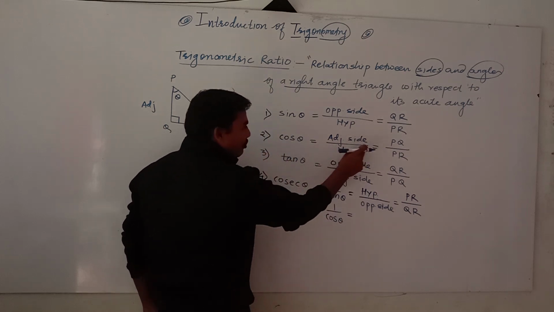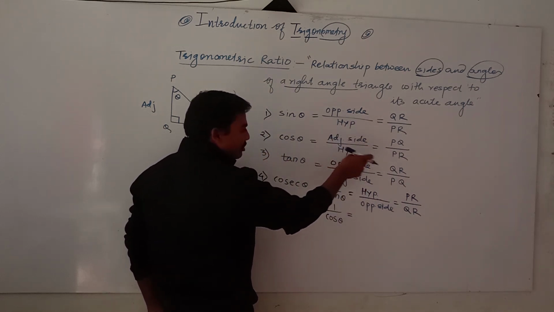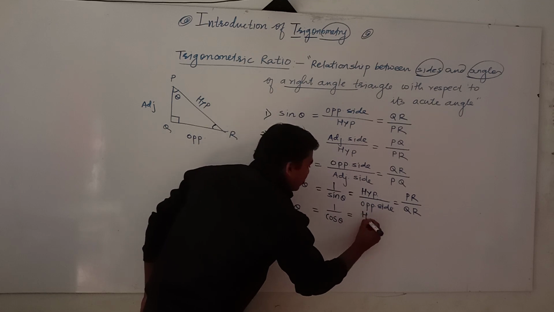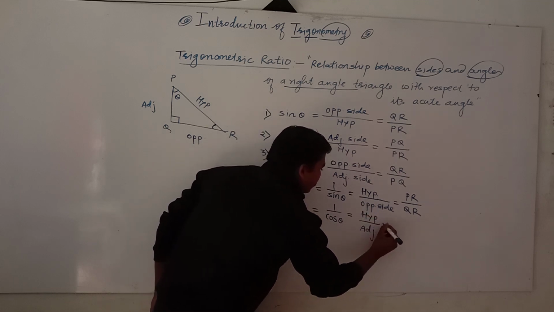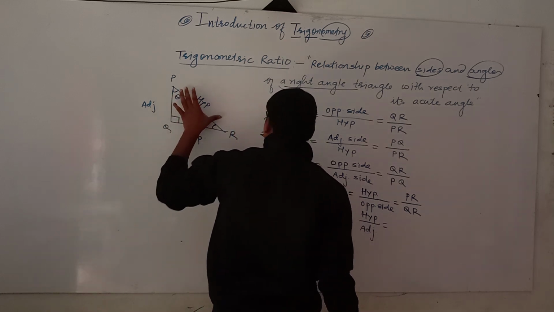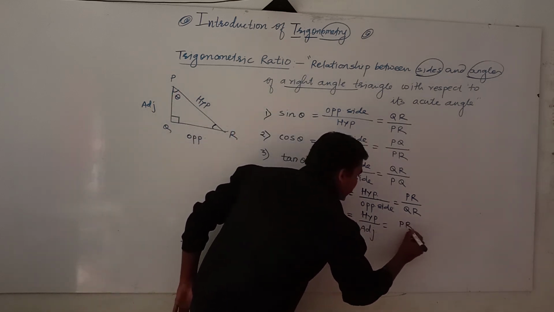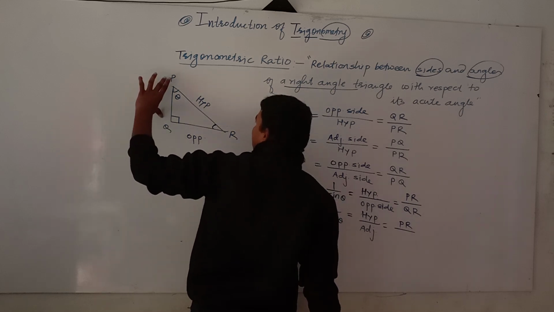Cos theta, its reciprocal is directly adjacent upon hypotenuse, so hypotenuse upon adjacent. Hypotenuse is PR. Adjacent is PQ.